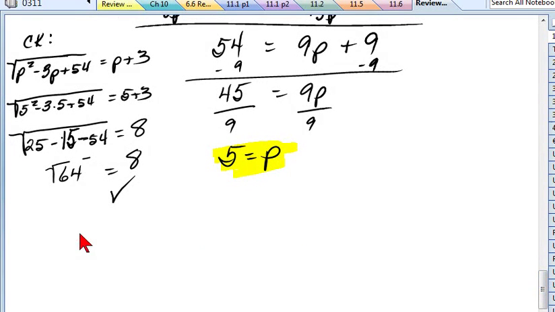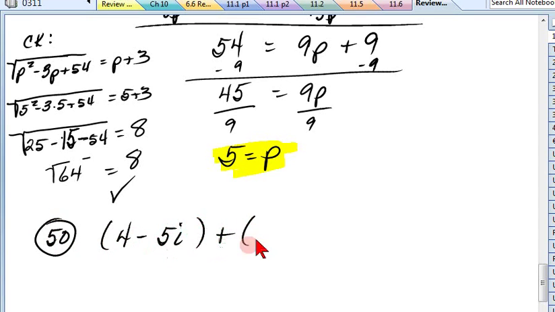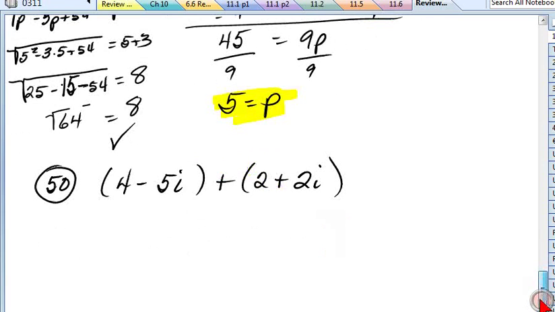Alrighty. Number 50. I have 4 minus 5i plus 2 plus 2i. All right, I'm adding and I might be subtracting complex numbers. When it's an addition problem, you pretty much ignore the parentheses. Add the real parts for 6. Add the imaginary parts for minus 3i, and you're done. So add the reals, add the imaginaries. It's just combining like terms.